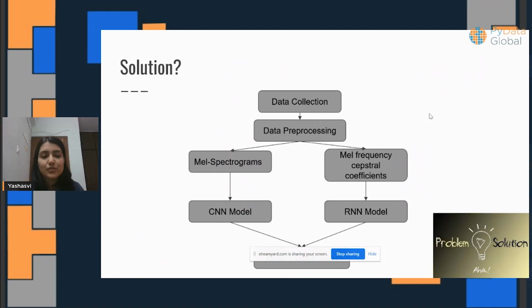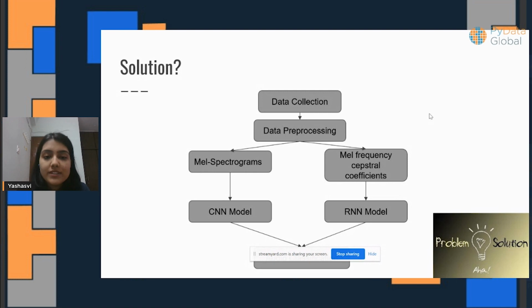Having a look at the solution. In this project, I have taken Hindi and English as the two monolingual languages along with the code switch data. So first and foremost, we went along with the data collection. Since the data that we required for this was not readily available out there in the form of data sets, we had to manually collect the data.